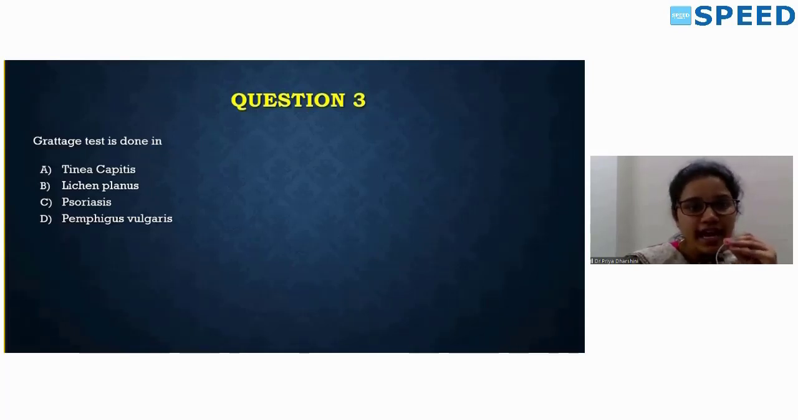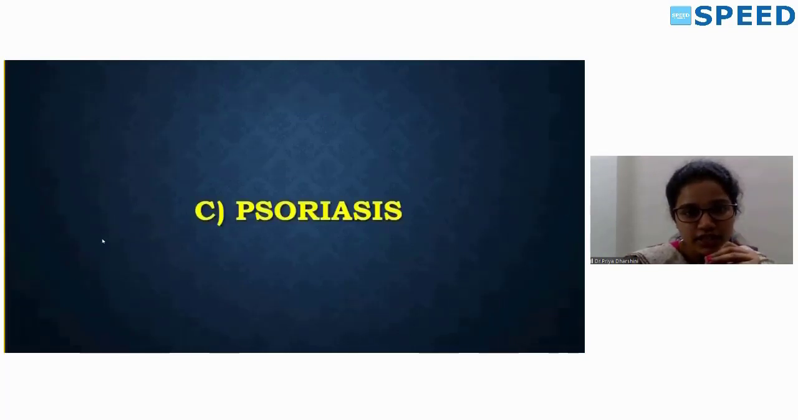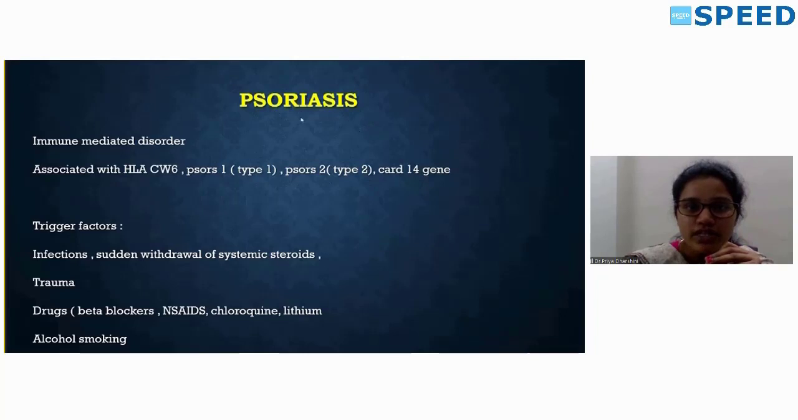First step is called candle wax appearance, and in the second step, the membrane you can see in Grattage test is called Berkeley's membrane. So this is all about Grattage test. Next, we'll see important points related to psoriasis. Psoriasis is an immune-mediated, autoimmune disorder, and the genetic association with this is HLA-CW6 and SORS1 gene, as I told earlier. It is associated with type 1 psoriasis, and the SORS2 gene is associated with type 2 psoriasis, and other genetic association is CARD14 type of psoriasis.